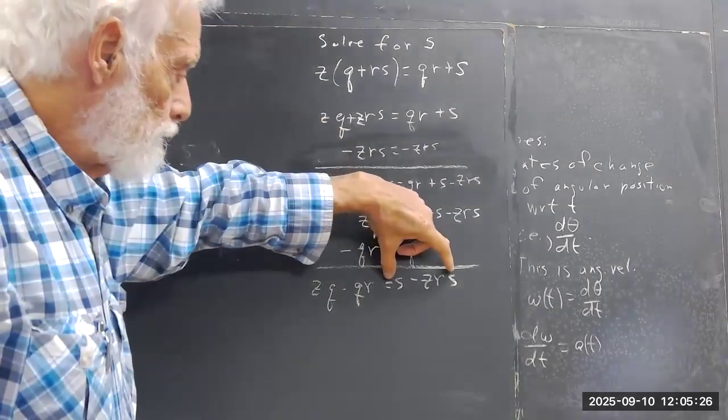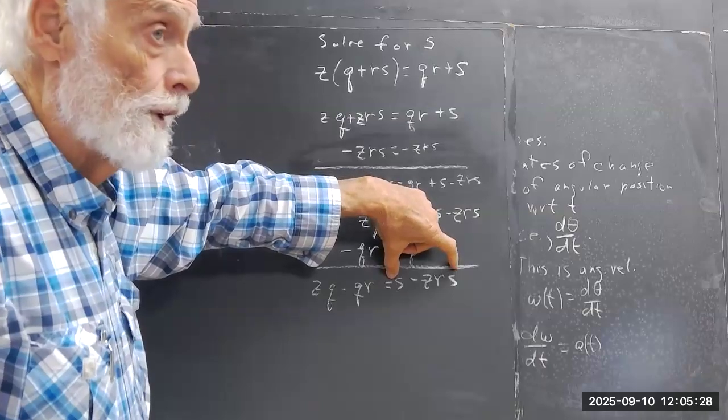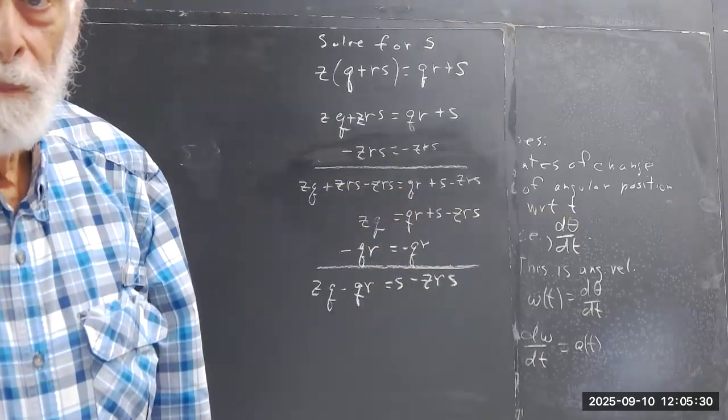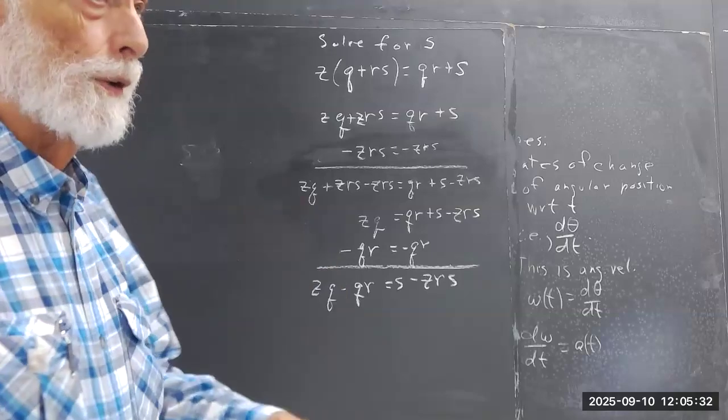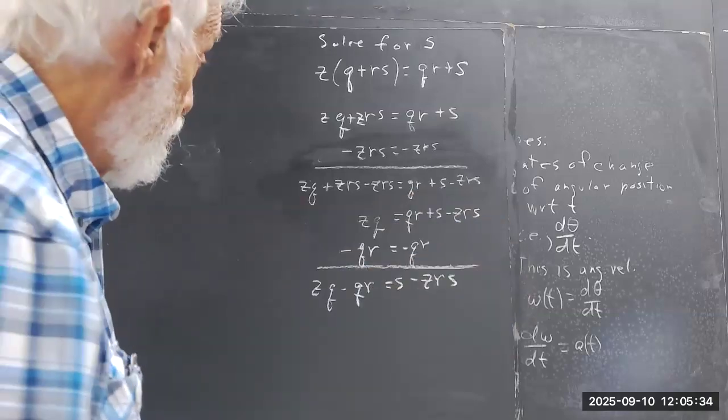So if you got the thing down to an expression where one side was S minus ZRS, you're right on the verge of a solution.